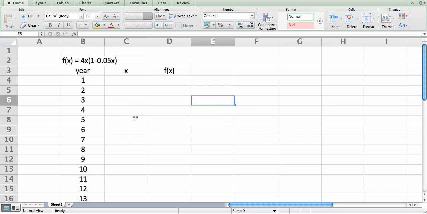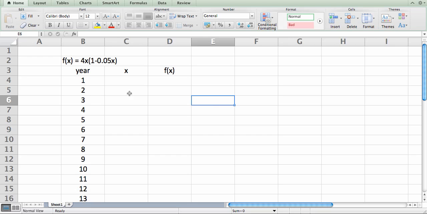Okay, we're in Excel and we have a function f of x, which is next year's population, dependent on this year's population, which is x. And so f of x is 4x times (1 minus 0.05x). Don't worry about the subscripts xn. Just know x is this year's current population. f of x is going to be next year's population.